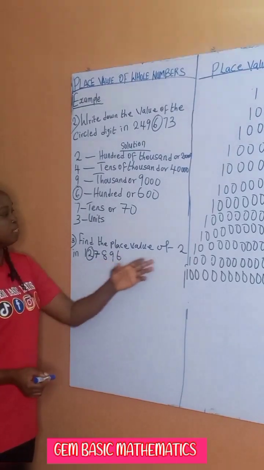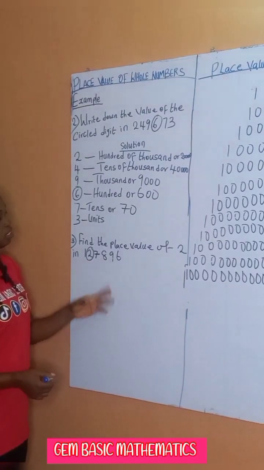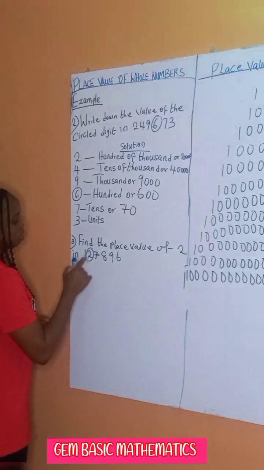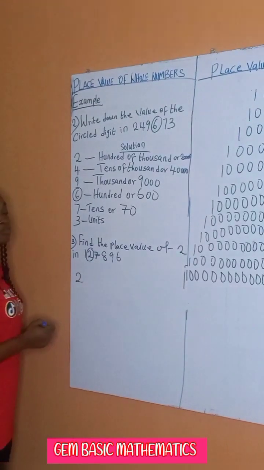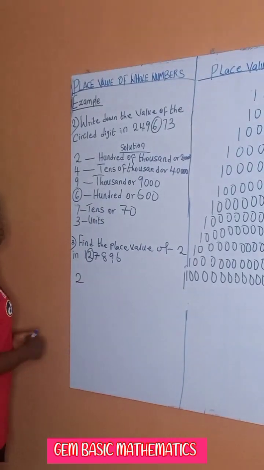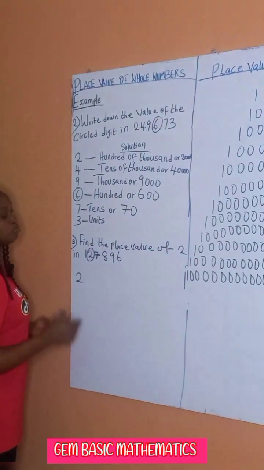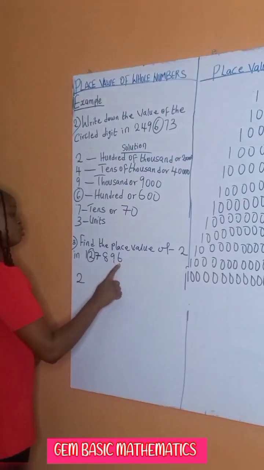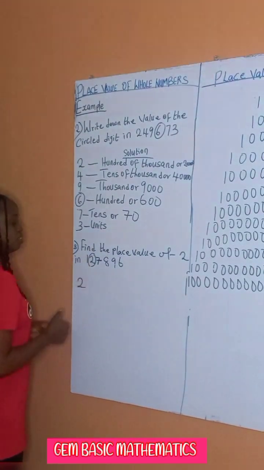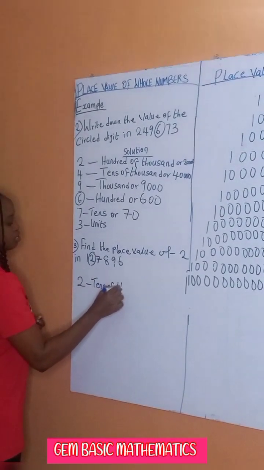Now look at number 3. We're asked to find the place value of 2 in these digits. If you don't want to do it like this, you can just write the answer. Remember, we're only asked to find the place value of 2. So it's either you do it like this, or you just write the answer directly. Now remember, we're starting from this place. Place values of whole numbers are units, tens, hundreds, thousands, tens of thousands. So 2 stands for tens of thousands.